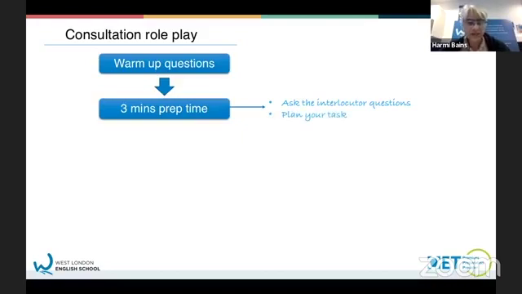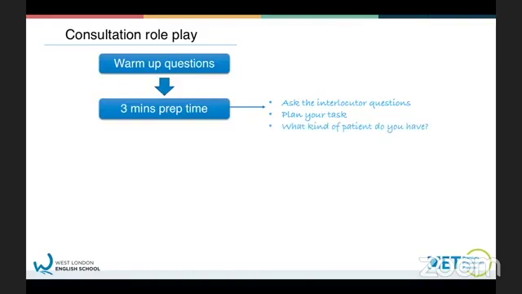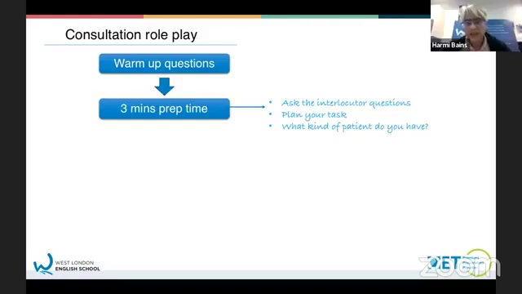So use these 3 minutes wisely, plan your task. Think about what kind of patient you have. Similar to the writing, every task is different. Sometimes a patient could be rather difficult, or they might be quite relaxed and actually okay. Sometimes they're really anxious, so you need a lot of reassurance. Think about the kind of patient you have, because that's going to affect how you do the role play. Think how you're going to start the role play. Remember, you're in charge. You're in control of the role play, and they're going to be waiting for you to start. We'll have a look at some of this a bit later.